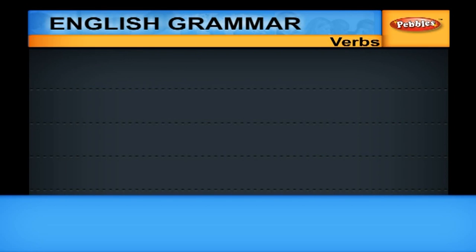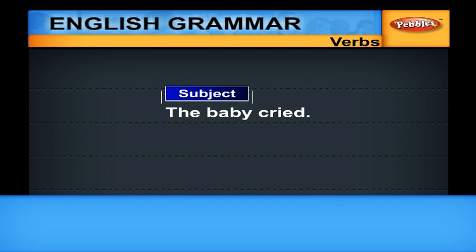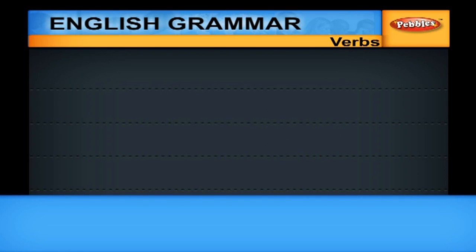For example, when I say the baby cried, the baby is the subject and cried is the predicate. And the predicate consists of verb only, that is, cried. You can add more. You can say, the baby cried loudly.